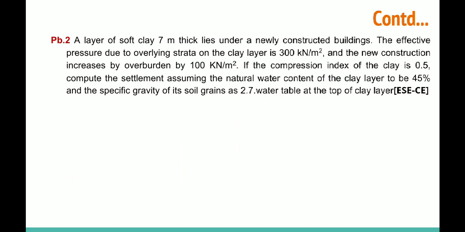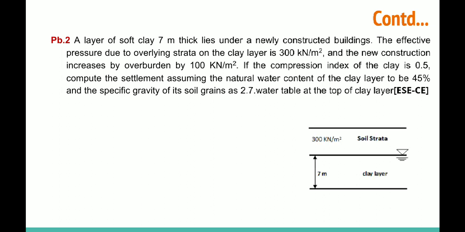So now we had the second question. A layer of soft clay 7 meter thick lies under a newly constructed building. The effective pressure due to the overlying strata on the clay layer is 300 kN per meter square, and the new construction increased the overburden by 100 kN per meter square. If the compression index of the clay is 0.5, compute the settlement, assuming the natural water content of the clay layer is 45% and the specific gravity of its grains is 2.7. Water level is at the top of the clay layer.